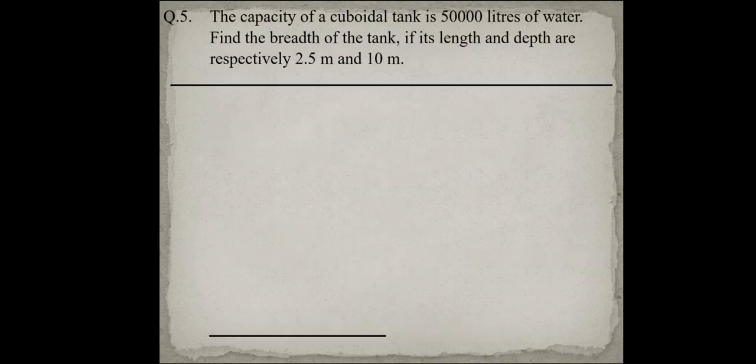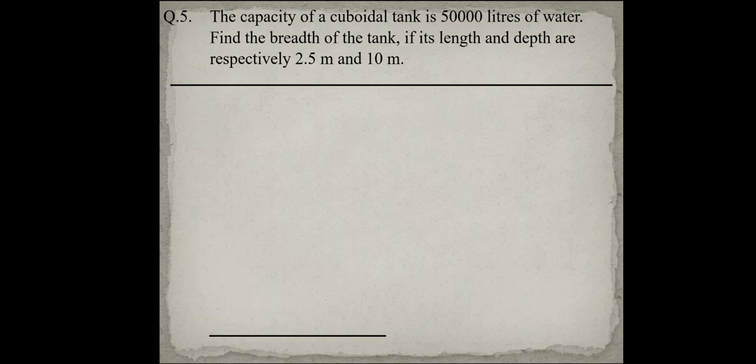Now in the next question, question number 5. The capacity of a cuboidal tank is 50,000 liters of water. Find the breadth of the tank if its length and depth are respectively 2.5 and 10 meter. Volume is given, length and depth are given. You just need to find out the breadth.